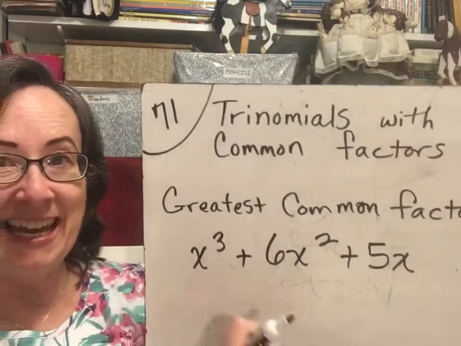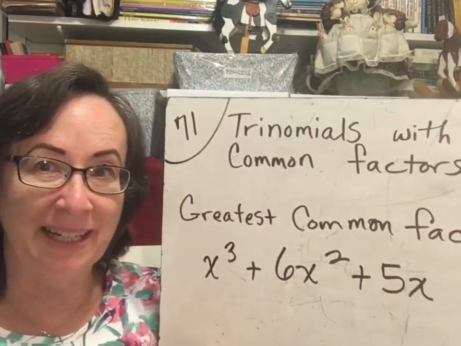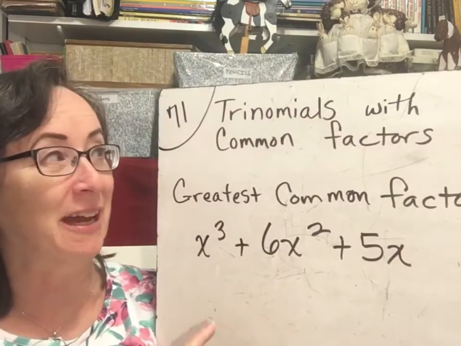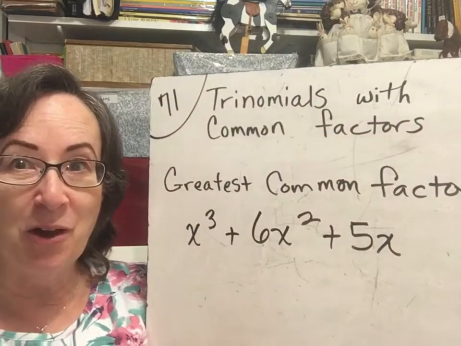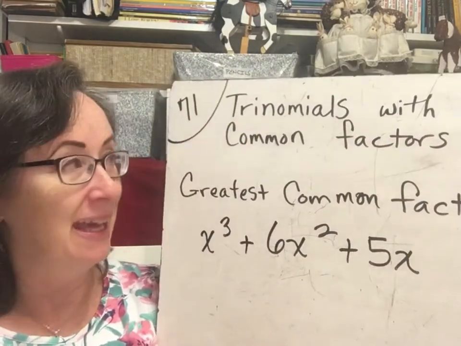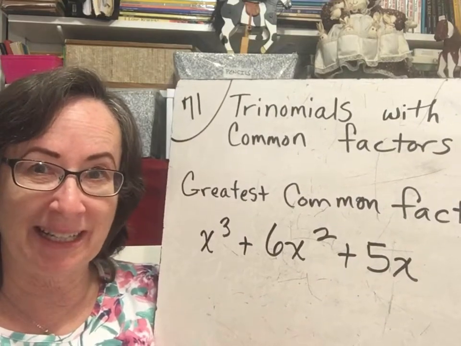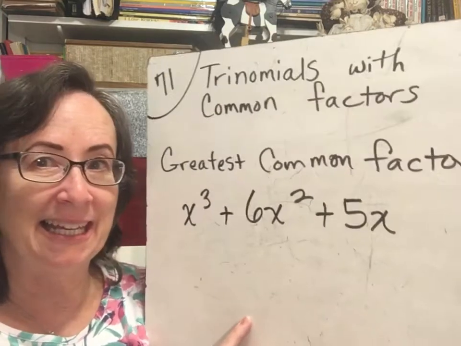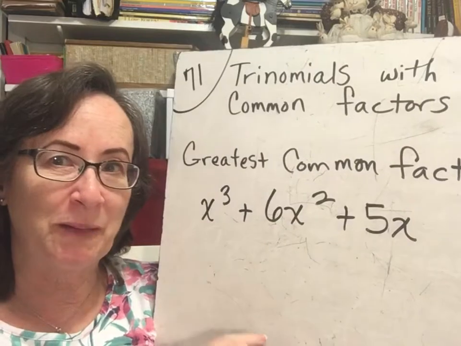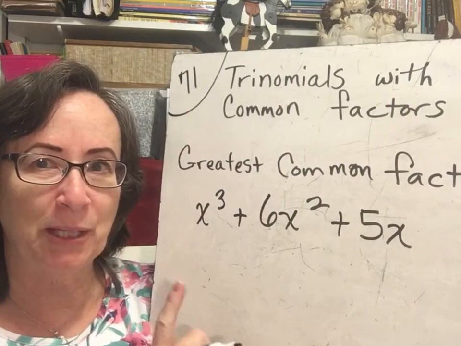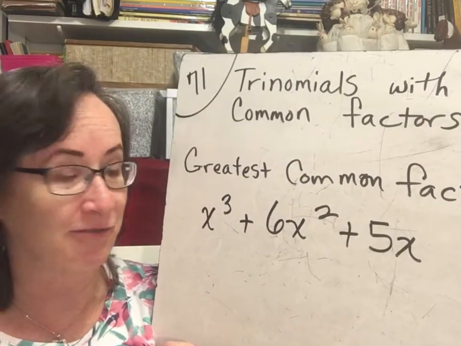Today we're doing lesson 71 in your Saxon Orange book, and we're talking about trinomials with common factors. This one's going to be a pretty short lesson because it is basically the one we just had, plus pulling out a greatest common factor first.